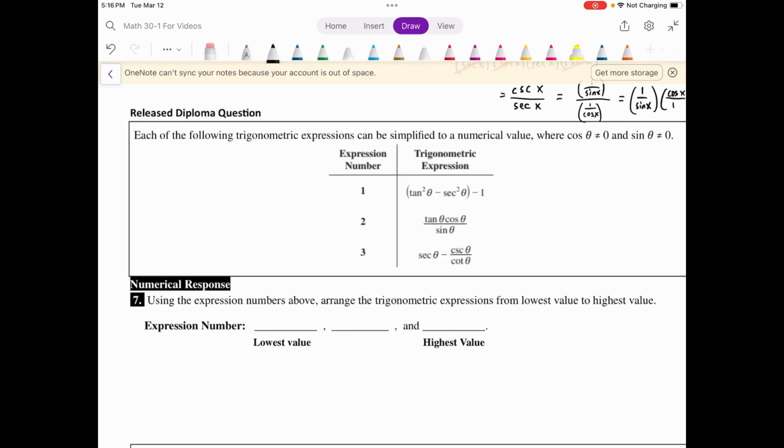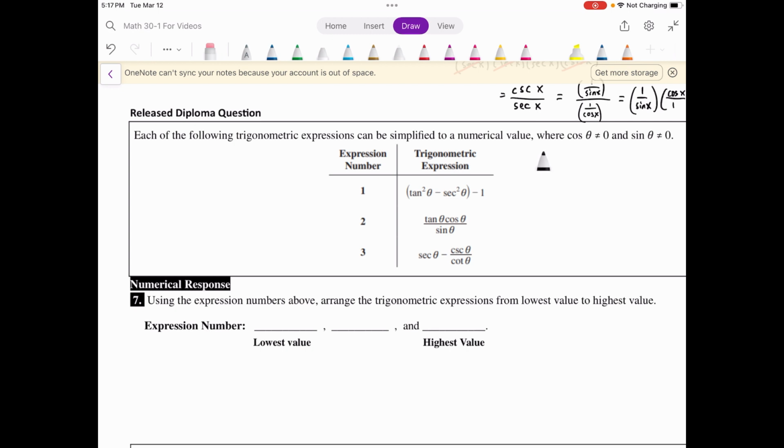All right, so what are we doing in this one from the diploma? Let's just see first, and then we'll look at the info. Using the expression numbers above, arrange the trig expressions from lowest value to highest value. Each of the following trig expressions can be simplified to a numerical value, meaning just a number, right? So they're saying that this can be reduced to just a number, and same for this one and same for this one. Then we're going to use these to order them from which one's the biggest to which one's the smallest.